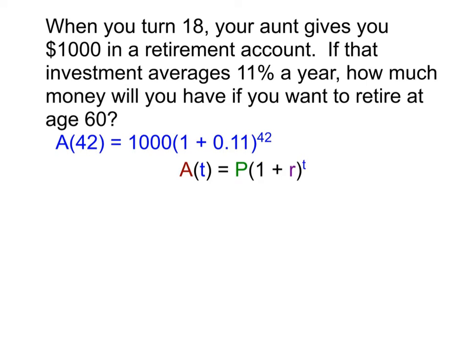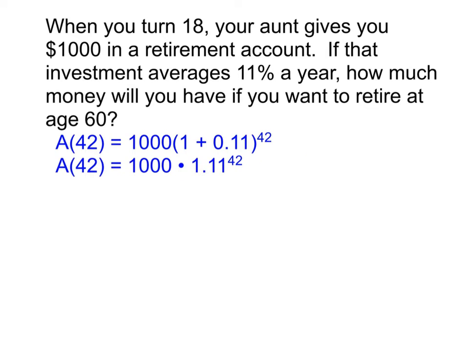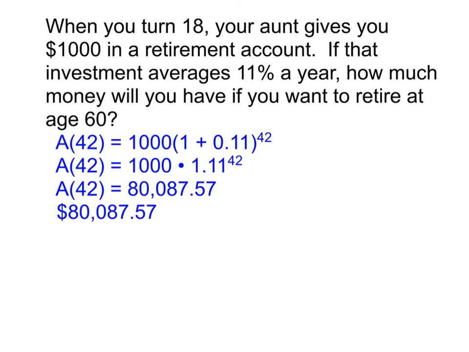Now it's just a matter of doing the calculation. I want to do whatever's inside the parentheses first, and then I'm going to raise that to the power and multiply it by the number out front. And so in this case, that gives us an answer of about $80,087.57.